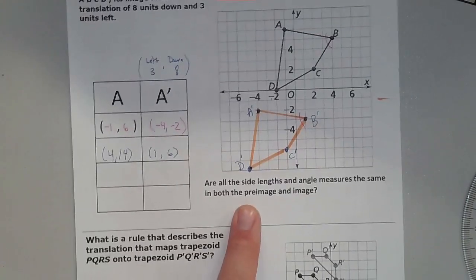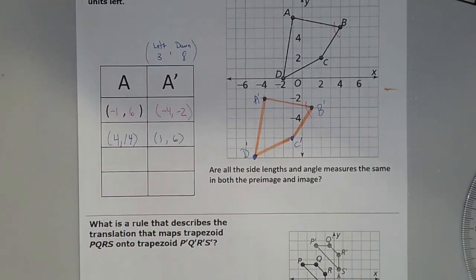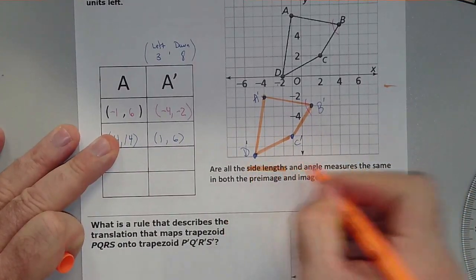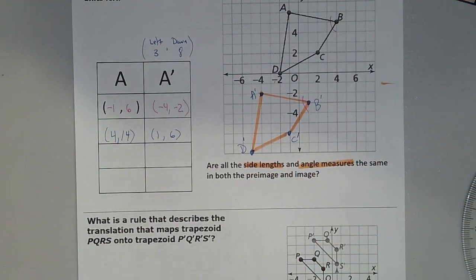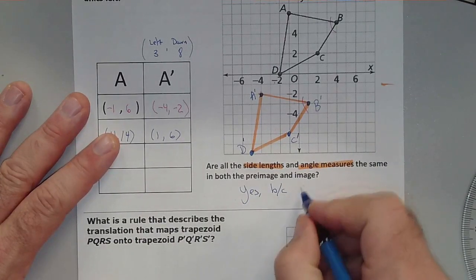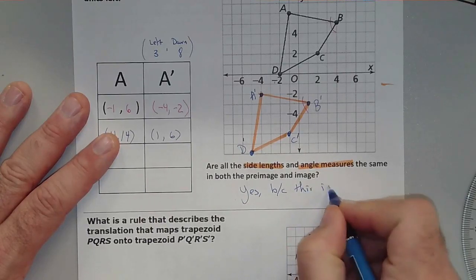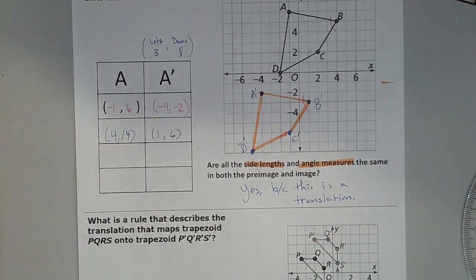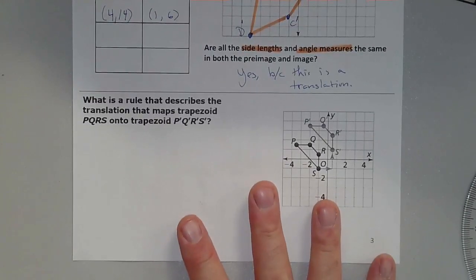Now to answer this question here, are all the side lengths and angle measures the same in both the pre-image and the image? Oh, this isn't my highlighter. Where's my highlighter? Here's my highlighter. There. Are they the same? Well, by definition, they have to be. Yes, because this is a translation, right? And the definition of a translation is just moving a shape's position, not its orientation, not its size, nor its shape.